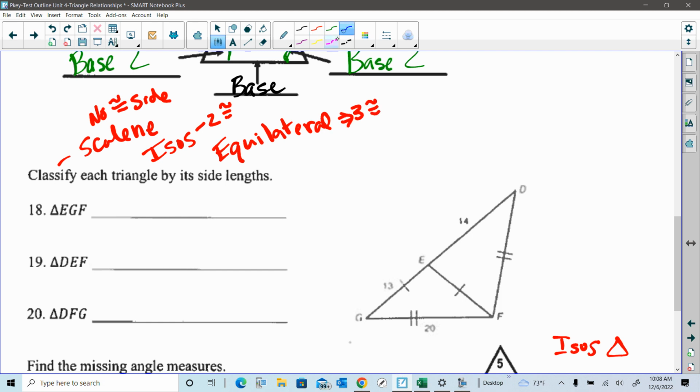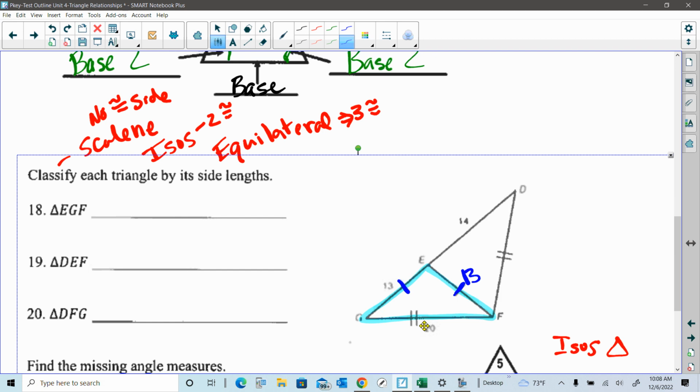So if you're looking at the sides for triangle EGF, if I just trace E to G to F, I see these tick marks here at 13. That's 1 tick mark. So this 1 tick mark would also be 13. And then I see 2 tick marks that have a 20. So over here, I should probably make that red. So over here, there's 2 tick marks, so that would also be 20. So on EGF, it just has 2 tick marks. So hopefully you recognize that that's isosceles.